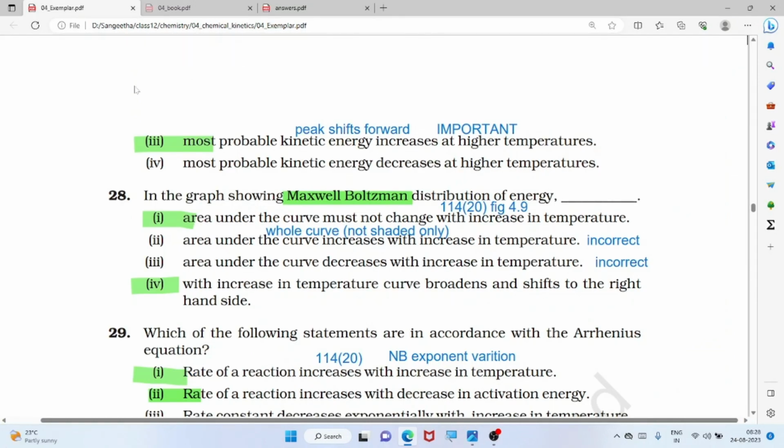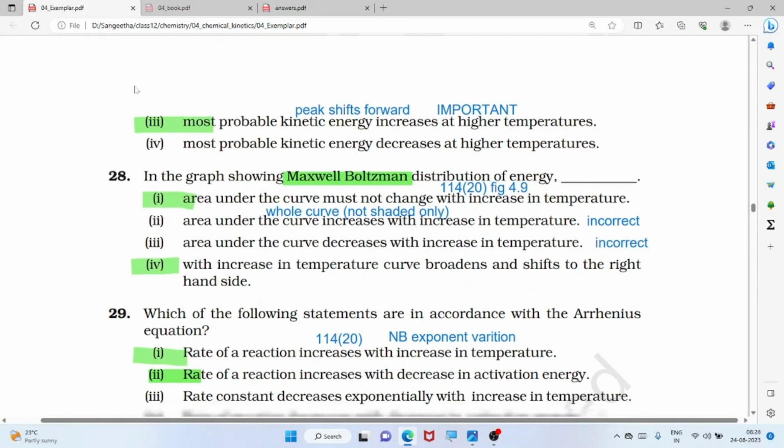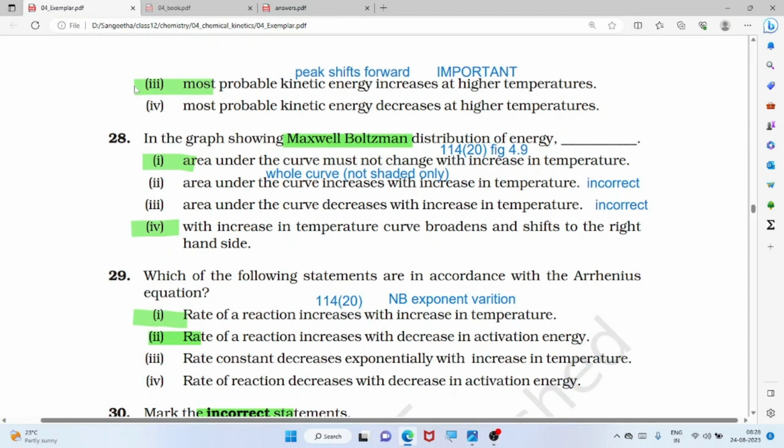Okay, question number 28. The graph showing the Maxwell-Boltzmann distribution of energy, the area under the curve must not change. I already told you the area will not change because the total number of molecules is the same.